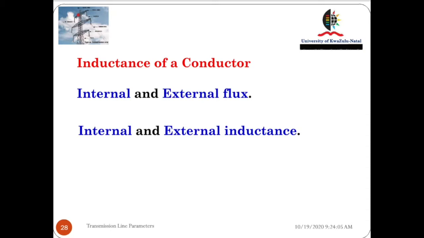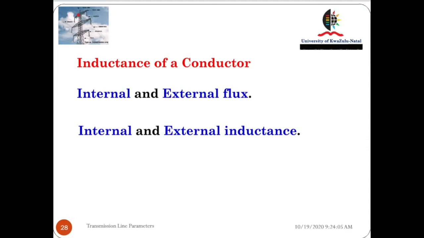It will cause some flux linking with the conductor, and these fluxes will have two parts or two categories or two different names. The first one is the internal flux, and the second one is called the external flux. So because of the current I ampere flowing through the conductor, there will be flux linking with the conductor, and those fluxes come in two categories, the internal flux and external flux. That's the first thing that we have to remember.